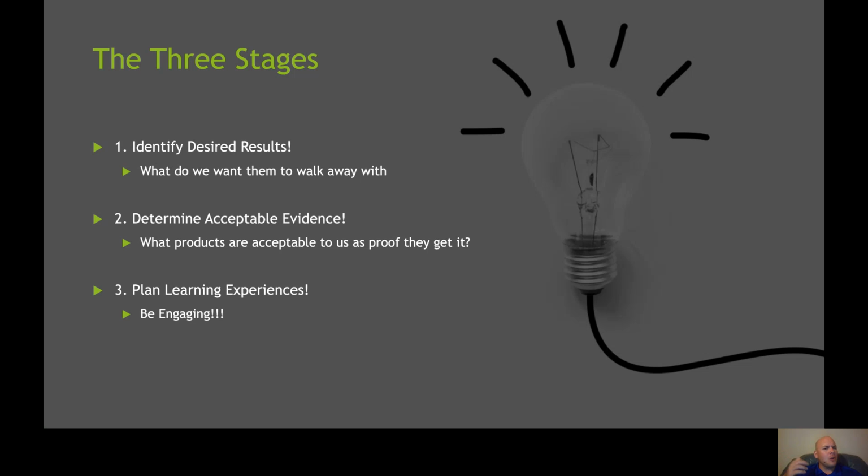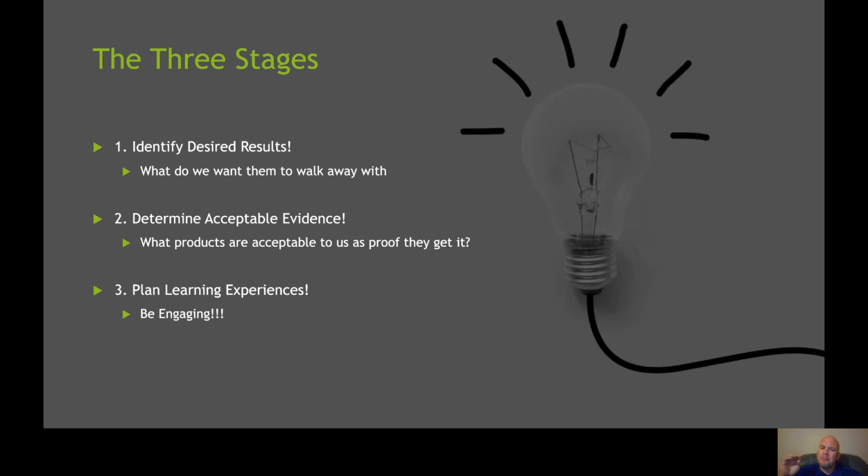Number 2, we have to determine what acceptable evidence for them learning is. What are the products that are going to demonstrate to us what acceptable evidence is? And this is tough because it is different content by content, subject by subject. A product that's acceptable in math or even physics is not going to be acceptable in social studies or English, and we have to accept that. So while this can be a universally applicable lesson, a little bit of specificity and expertise on your level is going to be required for that.